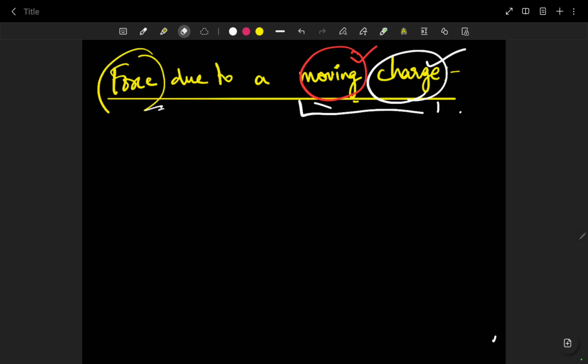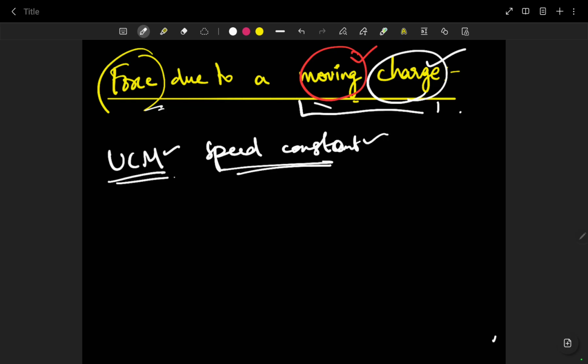That this is not going through a uniform circular motion. I hope you know that in grade 9 and 11 there was something called UCM, which is uniform circular motion, and for that the speed has to be constant and the velocity will change because of directions, tangential directions at every point, right? So for UCM that is a condition.